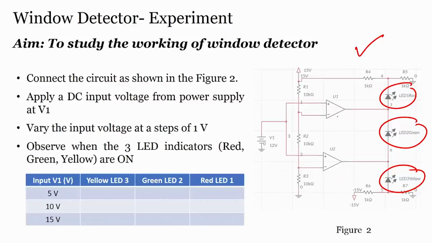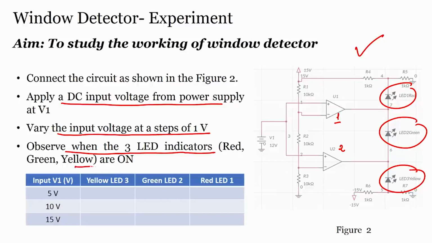Here you can see comparator 1 and comparator 2. As you can see, the reference voltage is given to my comparator 1 here, the second reference voltage is given here, and then you have given the signal. So, apply a DC input voltage from the power supply, vary the input voltage in steps of 1 volt, and observe when the 3 LED indicators, red, light are on. That means we keep on applying step voltages from the input, 1 volt, 2 volts, 3 volts, 4 volts, and you have to see which LED will turn on and which LED will turn off, alright.